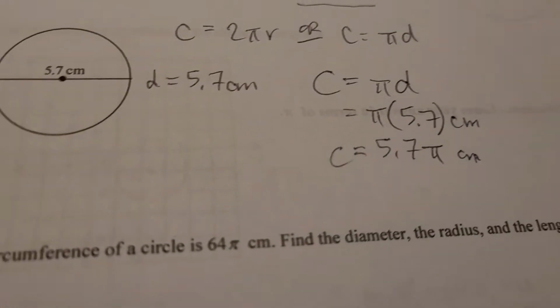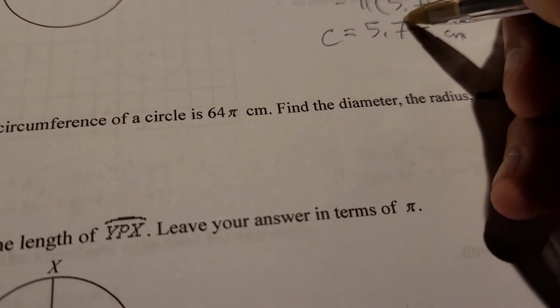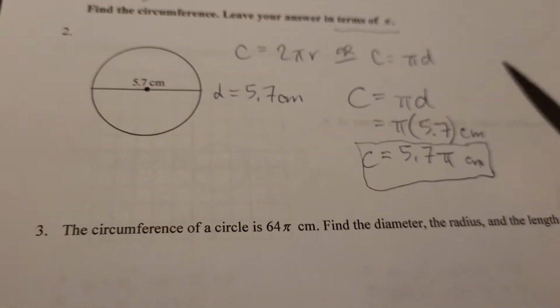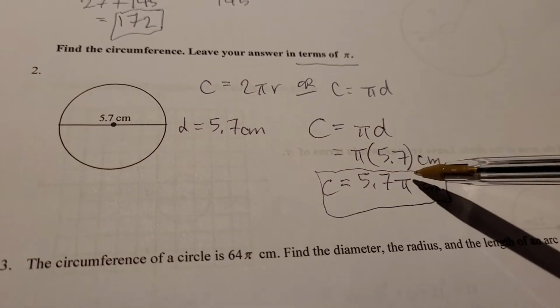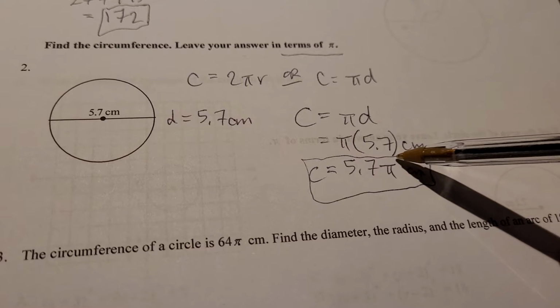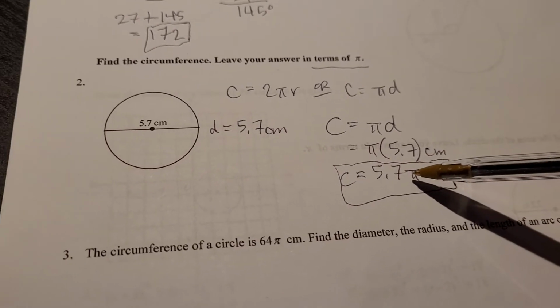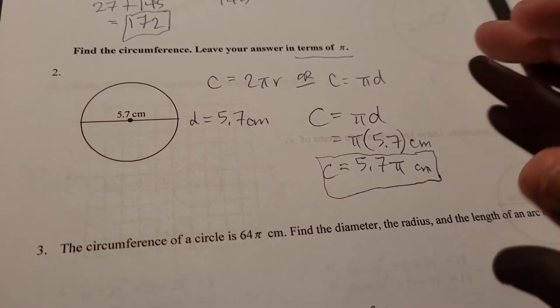Then this week I had a student ask, well, can't you say pi 5.7? Well, technically you can, but the way math tries to be very orderly, anything that's written after a variable is considered an exponent, or you would only do it if it was an exponent. So that's why we wouldn't say pi 5.7. This has to be 5.7 times pi, and then of course our units here are centimeters.